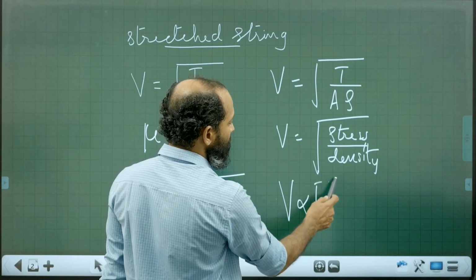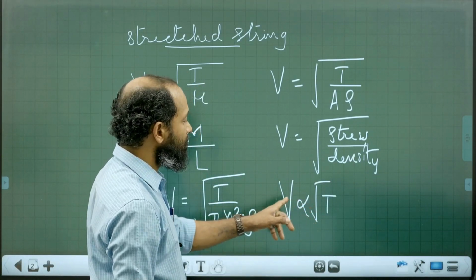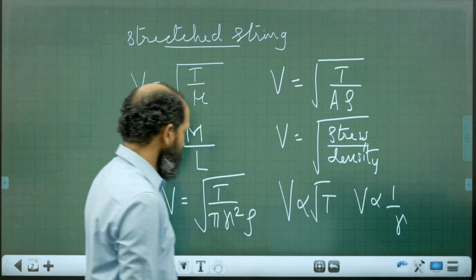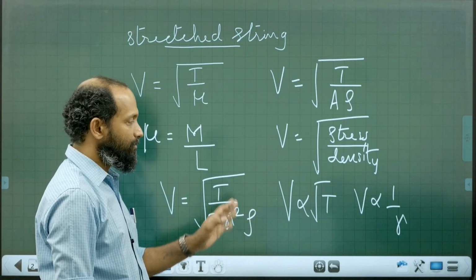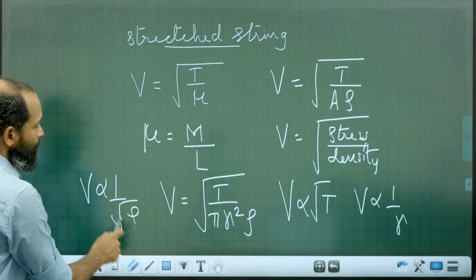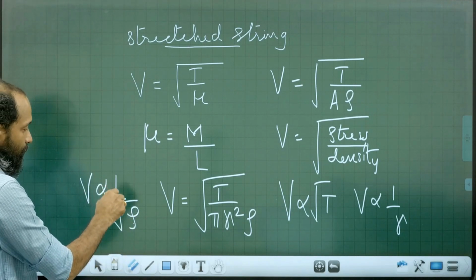On what factors does V depend? V is directly proportional to root T. If tension is doubled, velocity becomes root 2 times. Velocity is proportional to 1 by r. If radius is doubled, velocity becomes half. Again, V is proportional to 1 by square root of rho. If density is doubled, velocity becomes 1 by root 2 times.